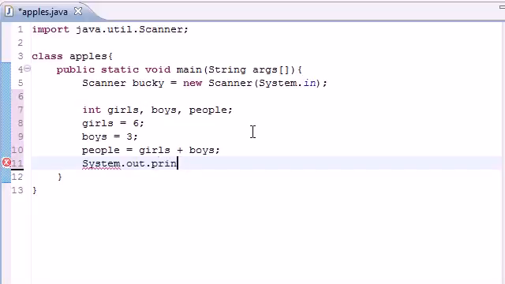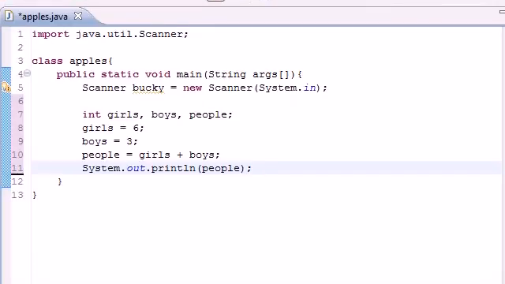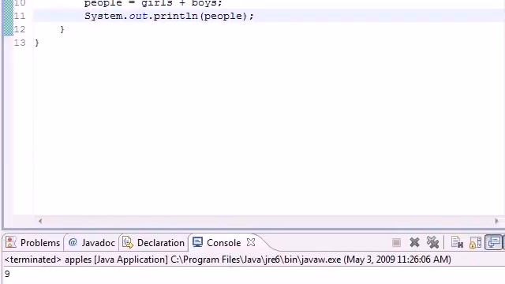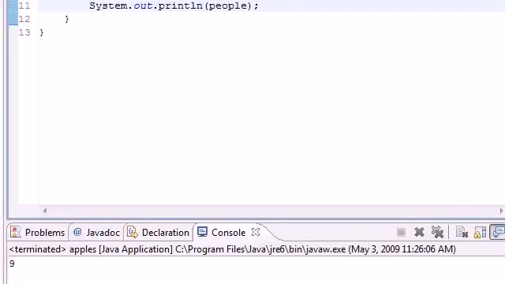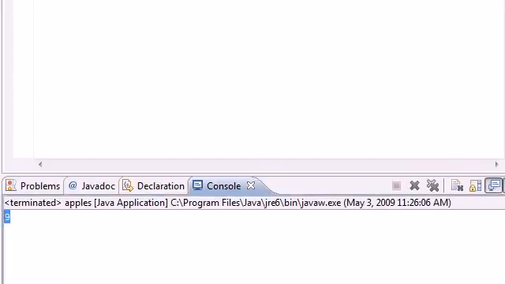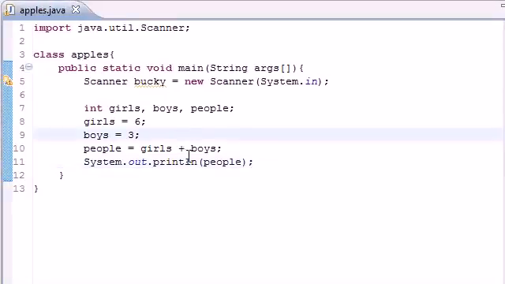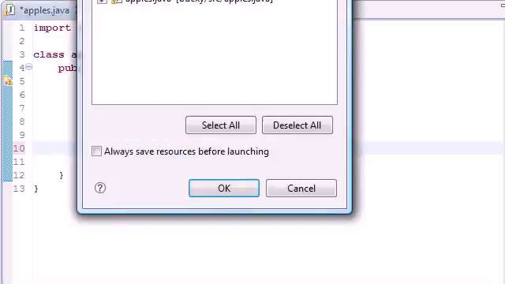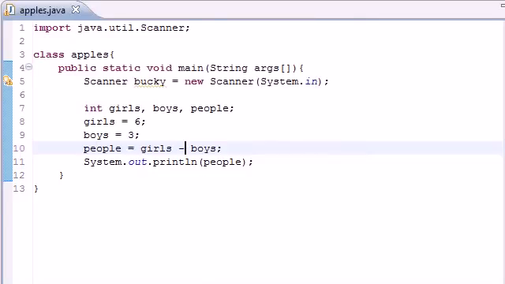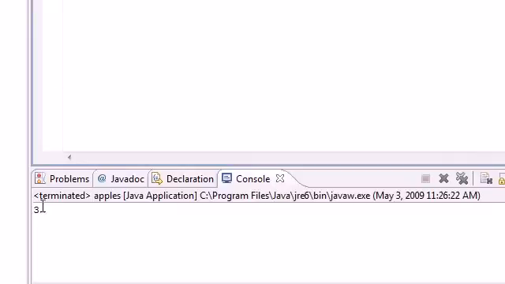So we put system.out.println, and in our parameter go ahead and put people. And now if we run this, we get 9, since 6 plus 3 is 9. And so that is how you can use addition with Java. But addition isn't the only thing you can use. You can use minus or subtraction to get the difference, which 6 minus 3 is 3.